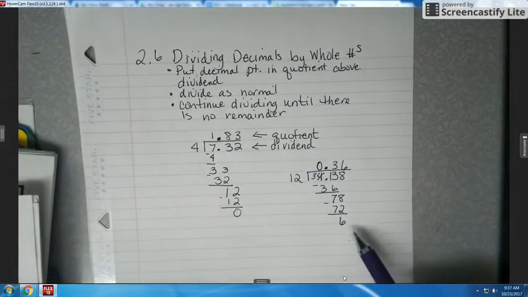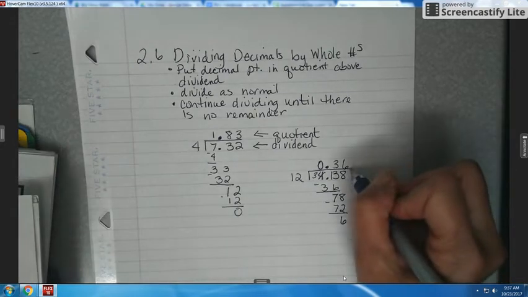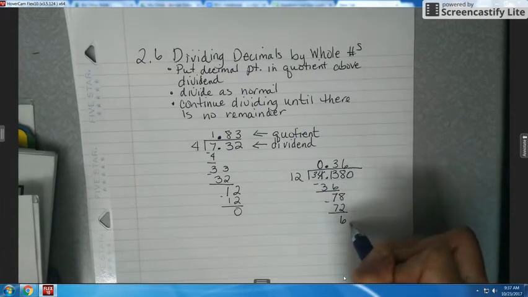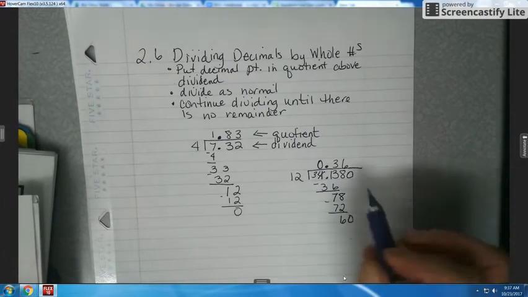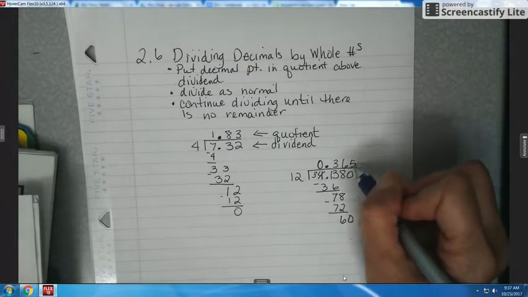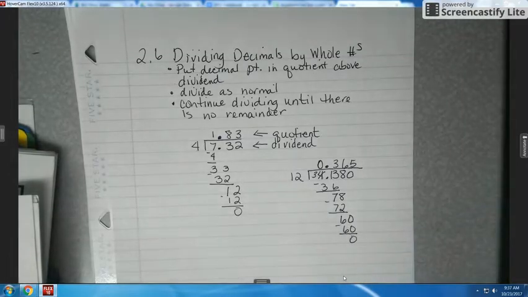So it's here that we have a remainder that we're going to continue on with until we have none. So I'll extend my line, add a 0, and bring that 0 down next to the 6. 12 divides into 60 5 times. 5 times 12 is 60. So now I have no remainder.